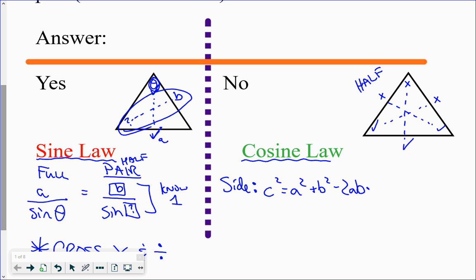It kind of looks like Pythagoras. And if you're looking for an angle, all they do is they take the side formula and they rearrange it. So I'm just going to give it to you in its rearranged formula. That way you just have to put the numbers in. You don't have to worry about rearranging the other formula.